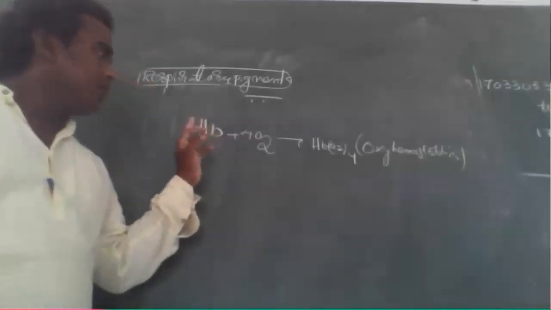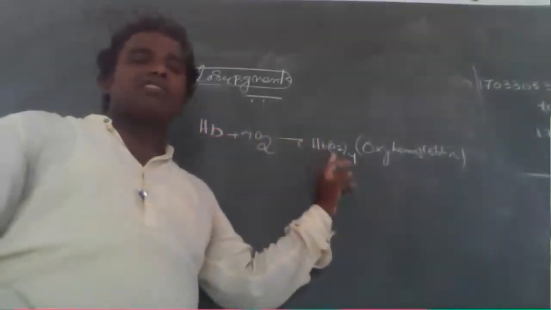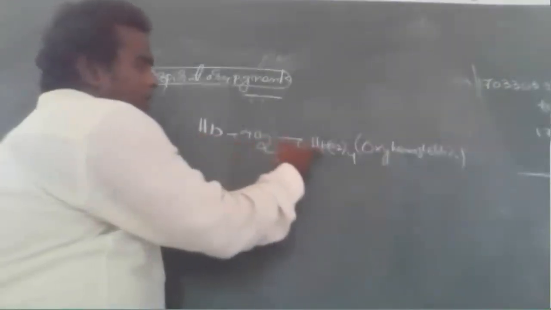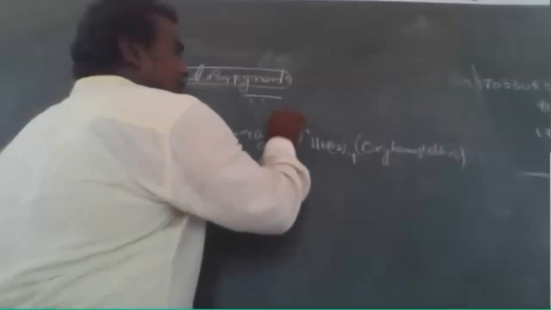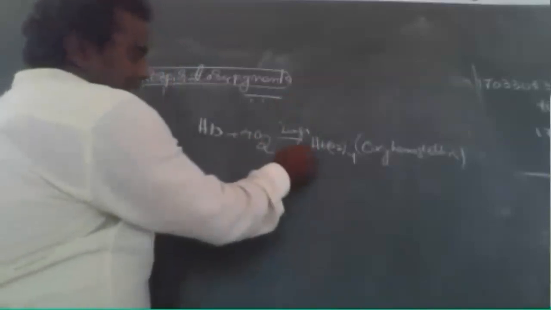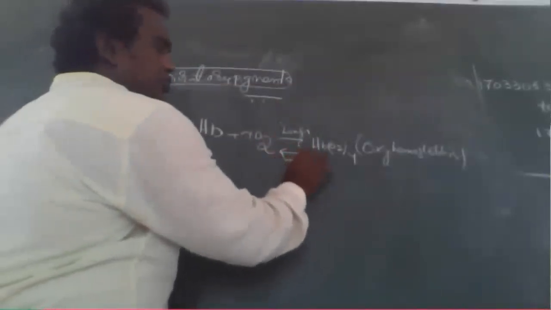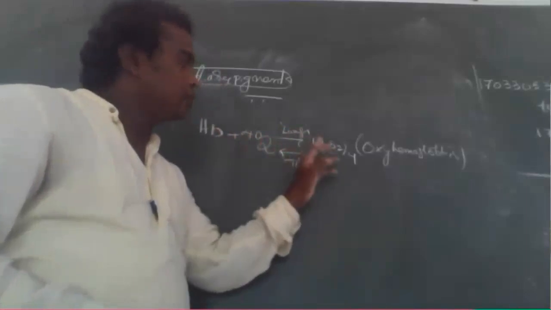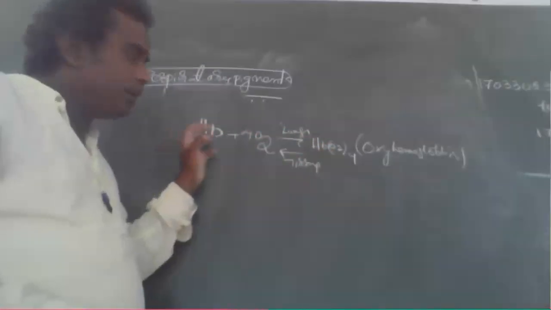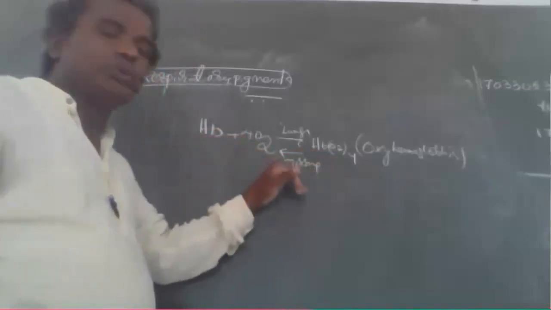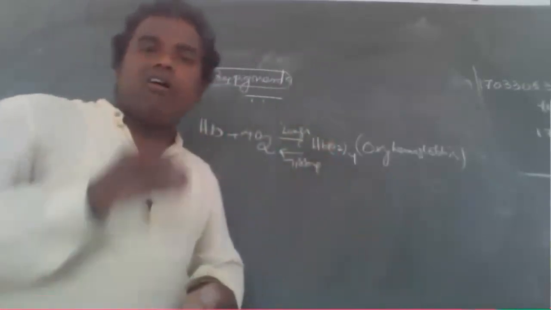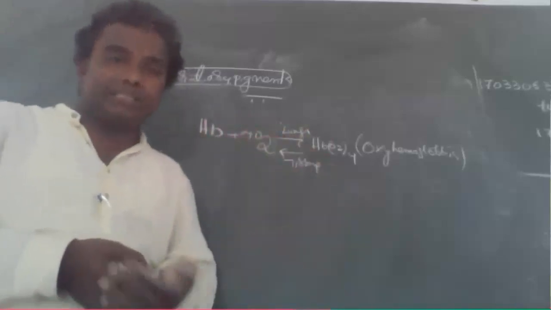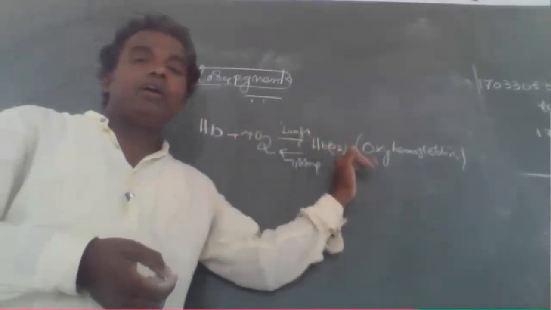Very important thing: hemoglobin binds with oxygen to form oxyhemoglobin in the lungs. Whereas in the tissue, it is the reverse reaction. Hemoglobin dissociation takes place in the tissue. Oxygen enters into the cell, and hemoglobin is separated. That's why it is a reversible reaction.